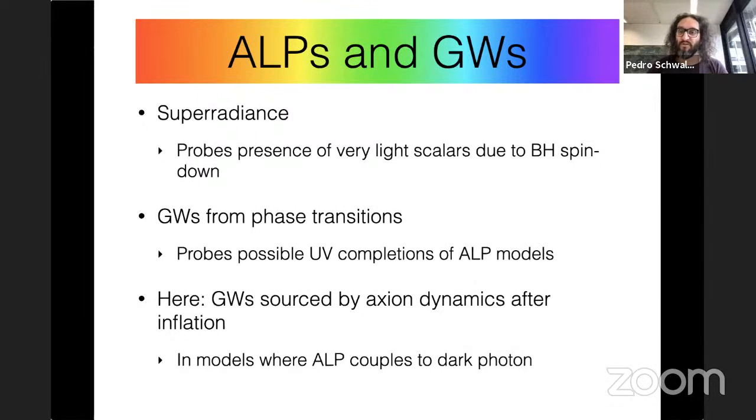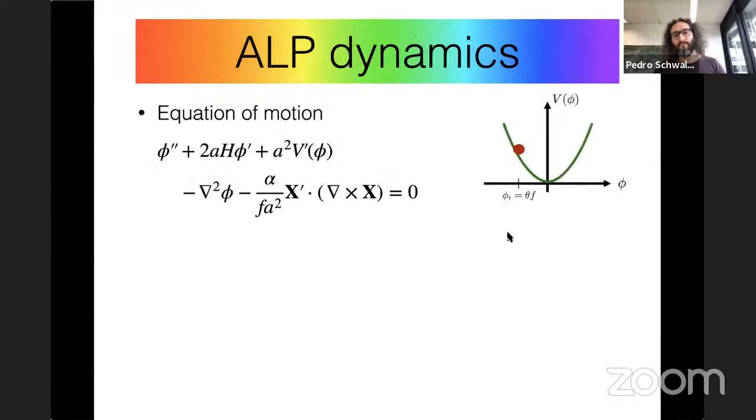So I'm somewhat off topic in regards to the topic of this session, but in the end, the mechanism I'm using is something that is also well known and well used in the inflationary literature. Okay, so let's get started. We will simply look at what an ALP does in the early universe.